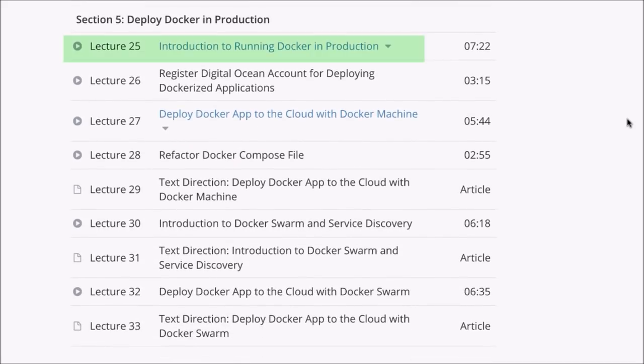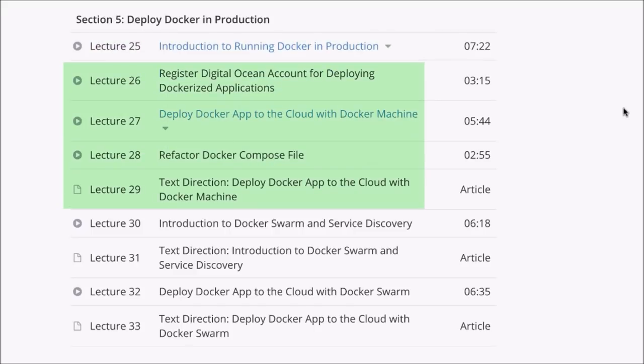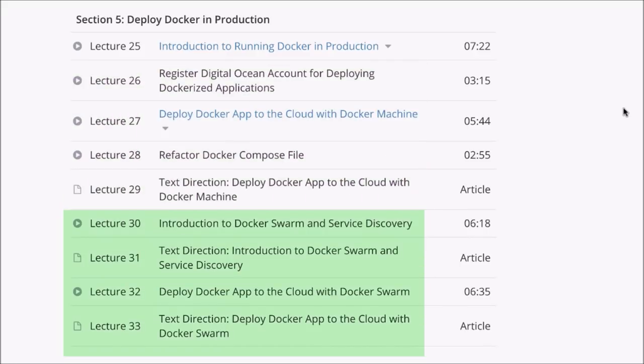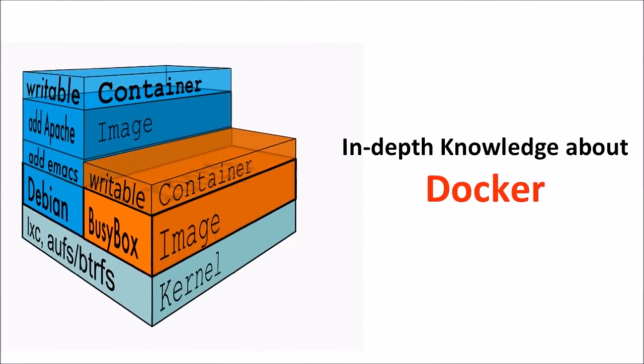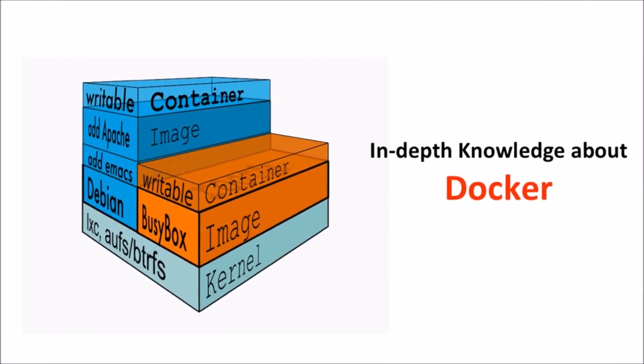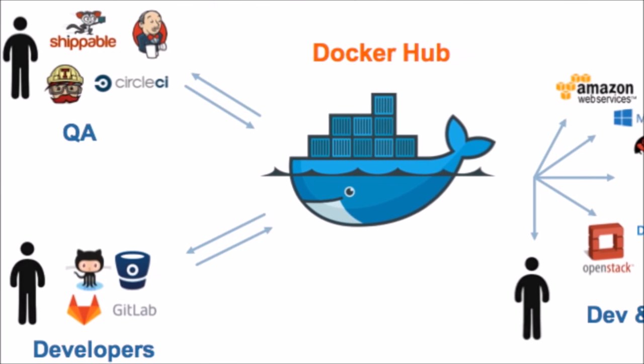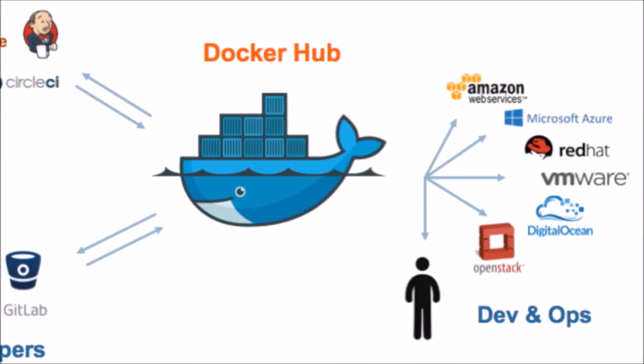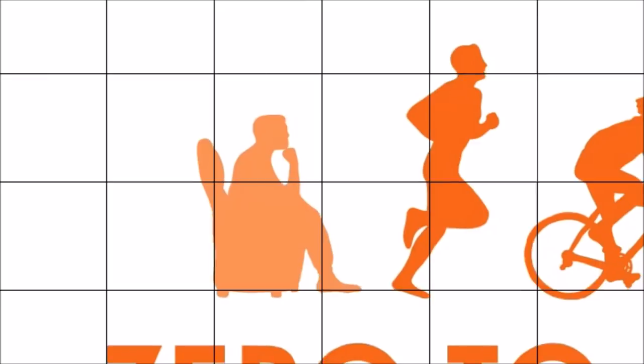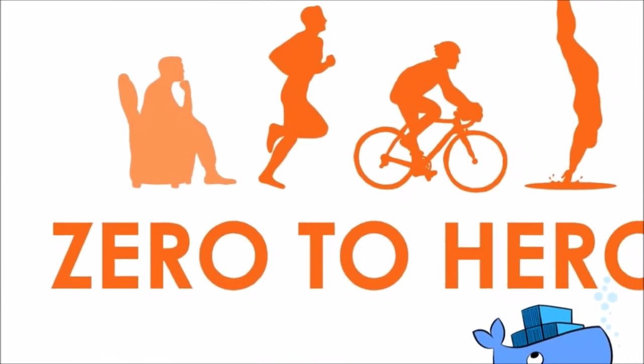In section 5, we'll start by learning some of the concerns about running Docker in production. Then we'll see how to deploy our Dockerized application to a production server running in the DigitalOcean cloud. Then we'll learn how to use Docker Swarm to scale Docker workflow and deploy our Docker web application across multiple hosts in the cloud. At the end of this course, I'm confident you will gain in-depth knowledge about Docker and general DevOps skills to help your company or your own project to apply the right Docker workflow and continuously deliver better software. You will go from zero to Docker hero in 4 hours.